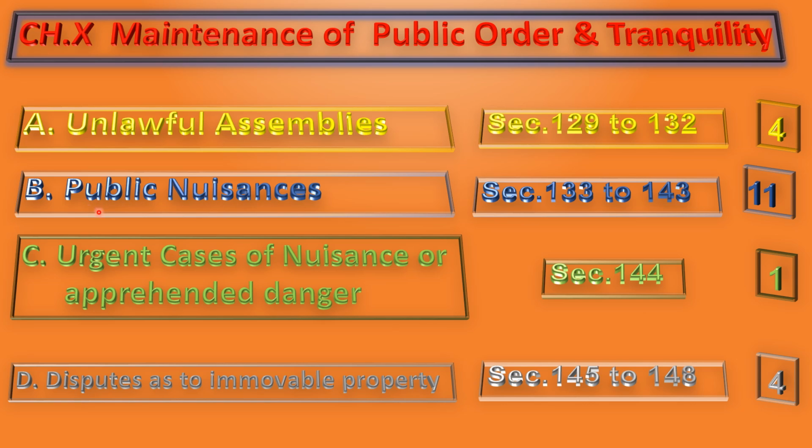And if there is a public nuisance, there is a reason for apprehended danger. Because public creates nuisance and there might be some danger, and then there is going to be a dispute to immovable property because property is also at danger. You can also make it as UPUD or any other thing which you want to remember in serial order, because only then you can remember the sequence of sections distributed to all the 4 parts of this chapter 10.